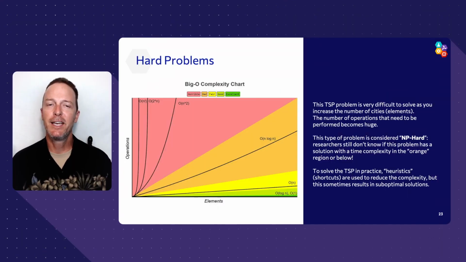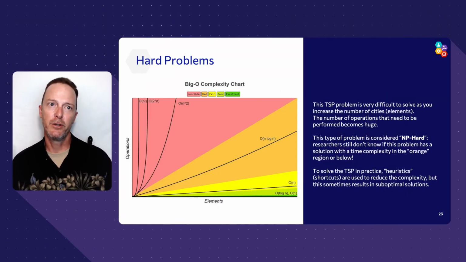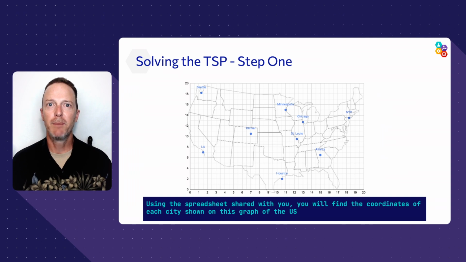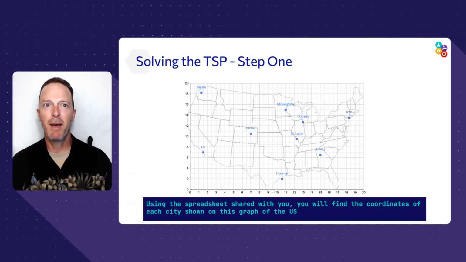To solve the traveling salesman problem in practice, heuristics are used, or shortcuts, that let us reduce the complexity of the problem. But this sometimes results in suboptimal paths. But don't worry. For this part of the breakout, we'll only be working with 9 cities. You will try to find the shortest trip between the 9 cities on this map.